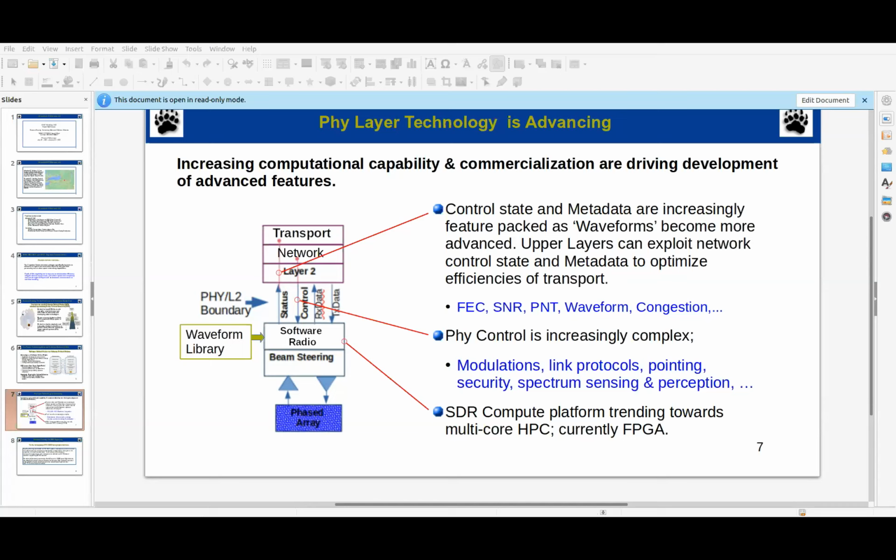One of the reasons we think we're going to have very capable software radios is that the compute platform the software radios are on is headed towards much higher performance. At present, what we're seeing is essentially FPGAs, but there are multi-core solutions out there that are true software platforms that can host a fairly high throughput capability with a radio and provide a great deal of flexibility with waveform at the same time.